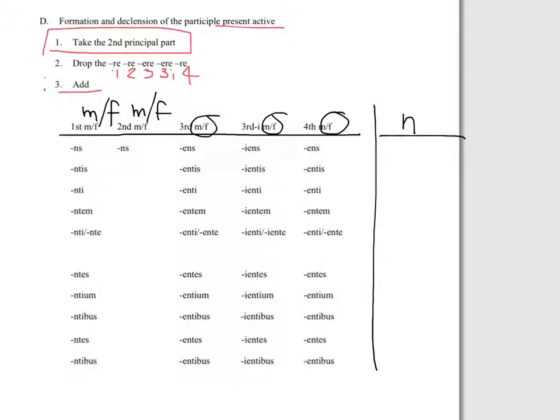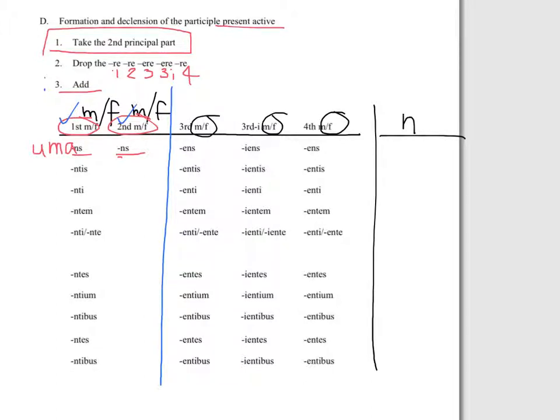For the nominative singular, you add to that stem, let's say you drop the re from ama, you add ns to it. For a second conjugation verb, that's the first conjugation. For a second conjugation verb, you also add ns. These two conjugations, first and second, tend to behave like each other. That's why you learn them first.